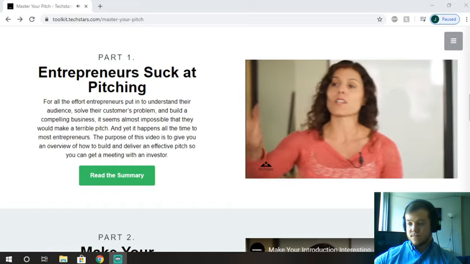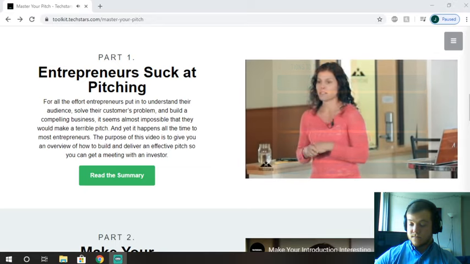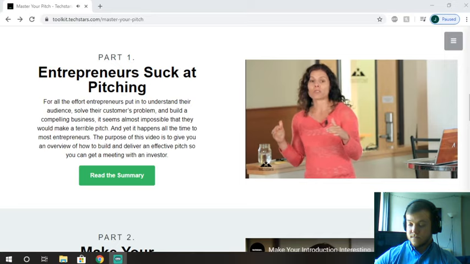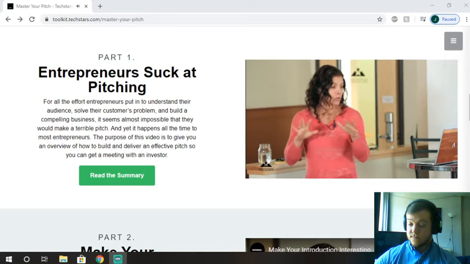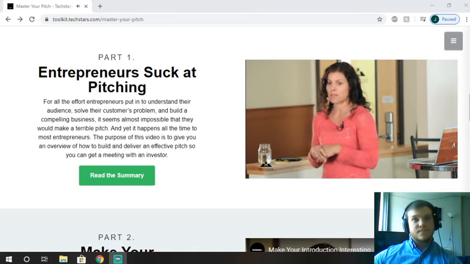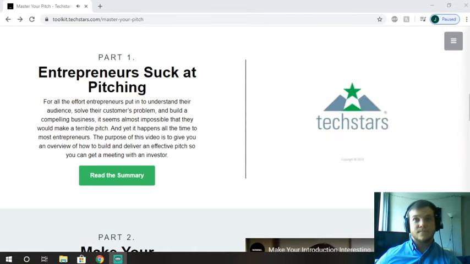All right, there are 4 sections to your pitch. The intro, the demo, the business stuff, and the landing. The size of the boxes here represent how long you should spend in each area in your pitch. So the intro is about a minute. The demo is about 2 to 3 minutes. The business stuff is about a minute-ish, maybe a minute and a half. And the landing is 30-ish seconds.